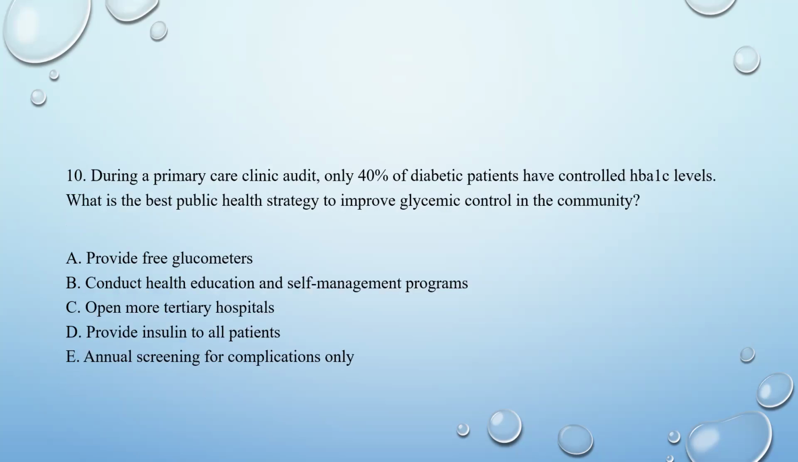The last MCQ: during a primary care clinic audit, only 40% of the diabetic patients have controlled HbA1c levels. What is the best public health strategy to improve the glycemic control in the community? A. Provide free glucometers. B. Conduct health education and self-management programs. C. Open more tertiary care hospitals. D. Provide insulin to all patients. E. Annual screening for complications only.